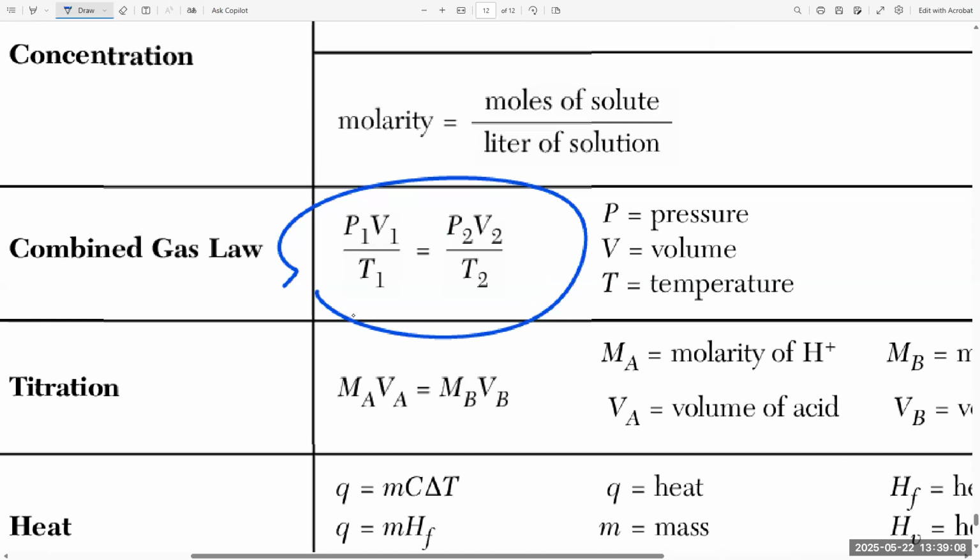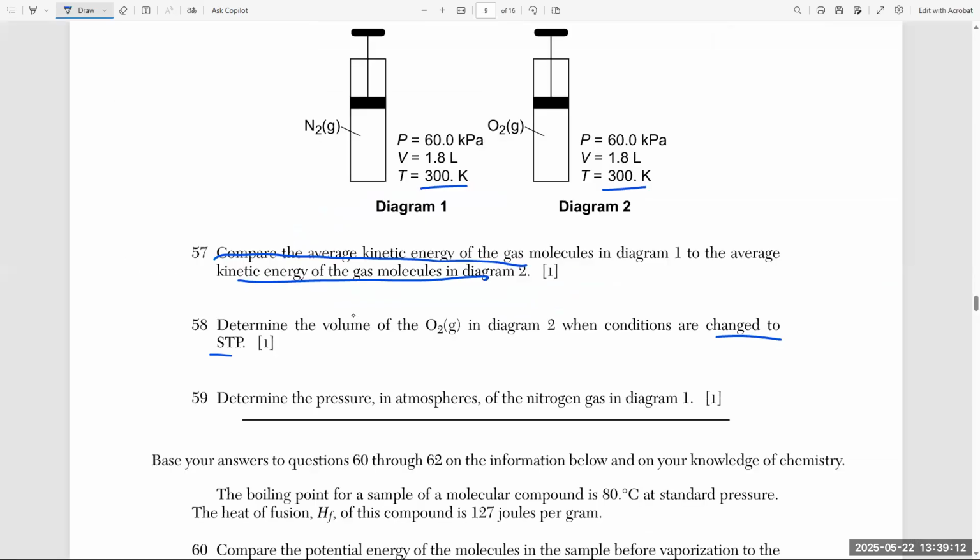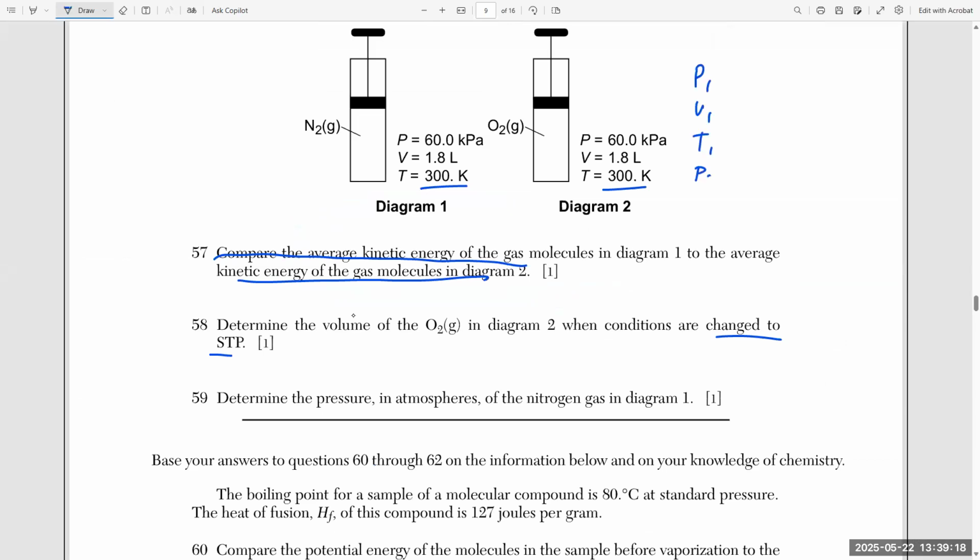It's P1 V1 over T1 equals P2 V2 over T2. I'm going to go back here and put in P1, V1, T1, P2, V2, T2. What do we got going? Initial conditions are right here, so this is going to be P1 V1 T1. And then we have that, which is these values. Well, what about these?